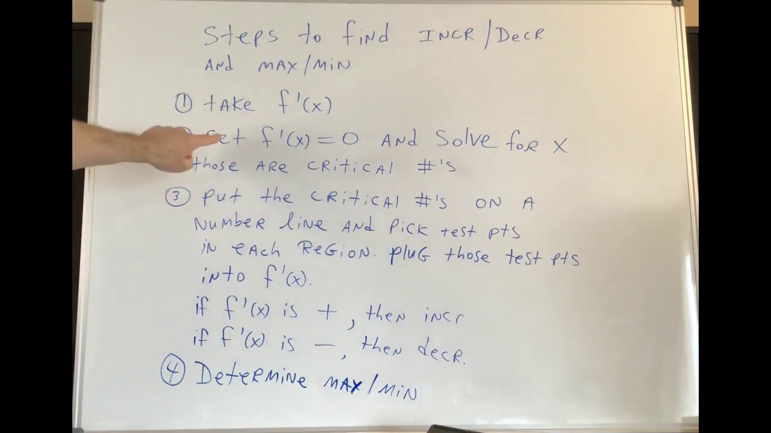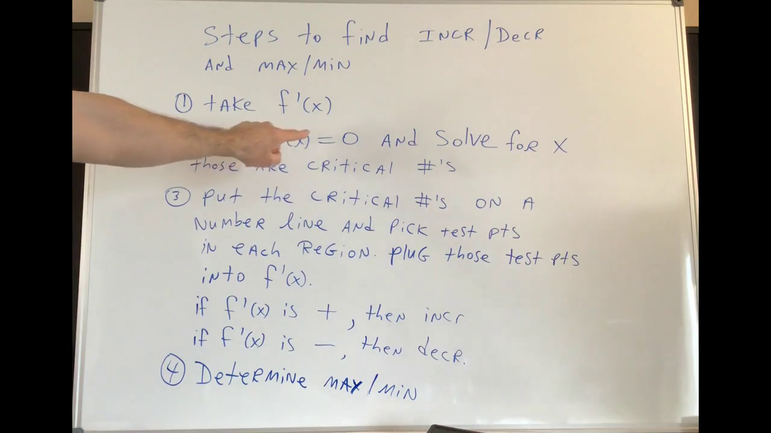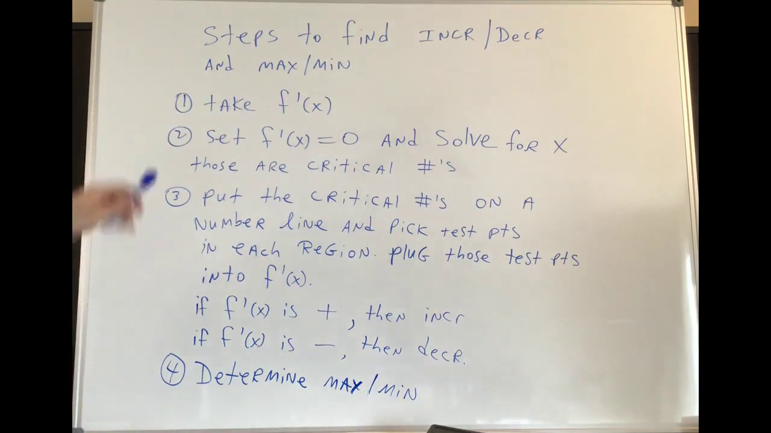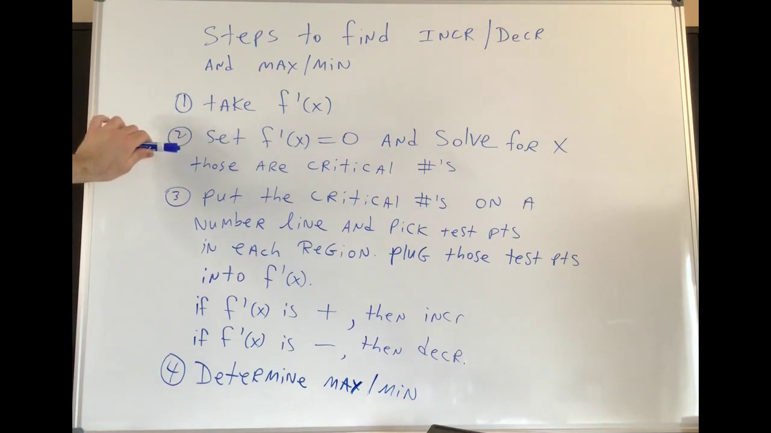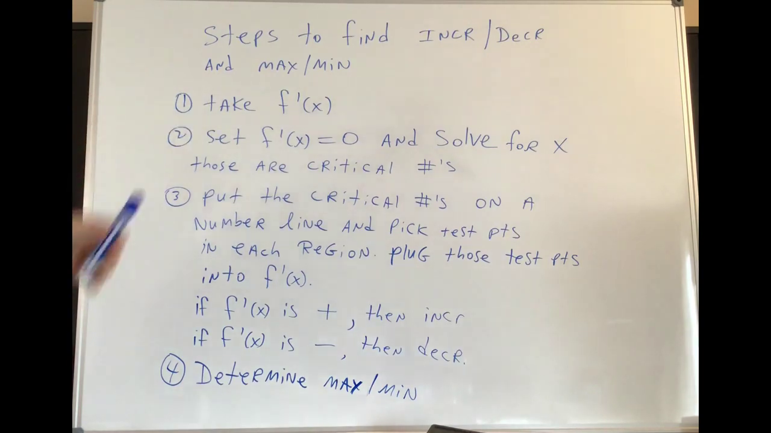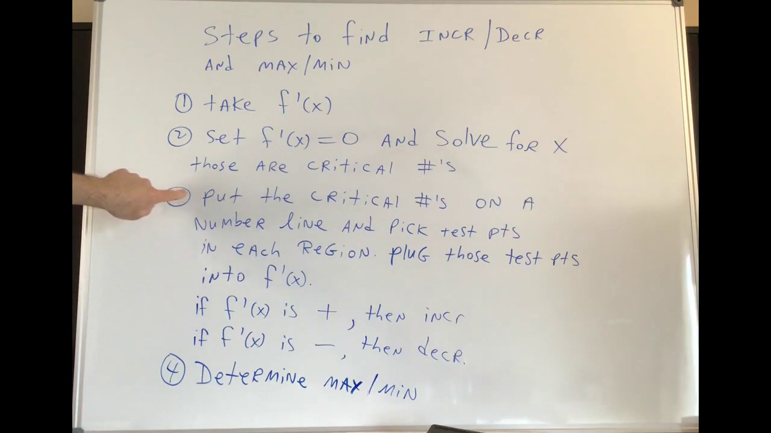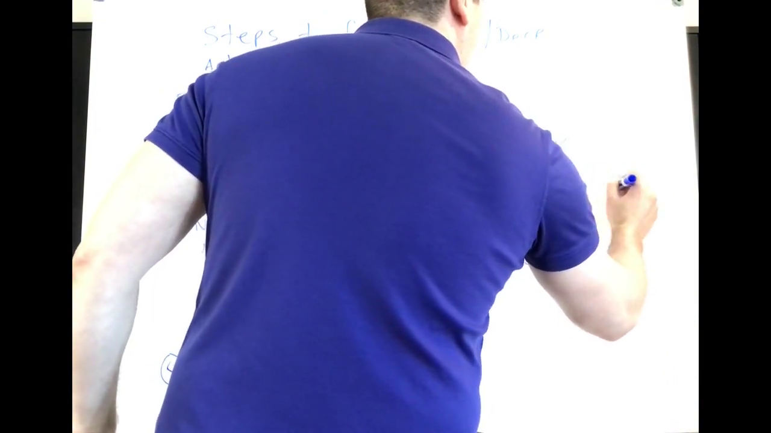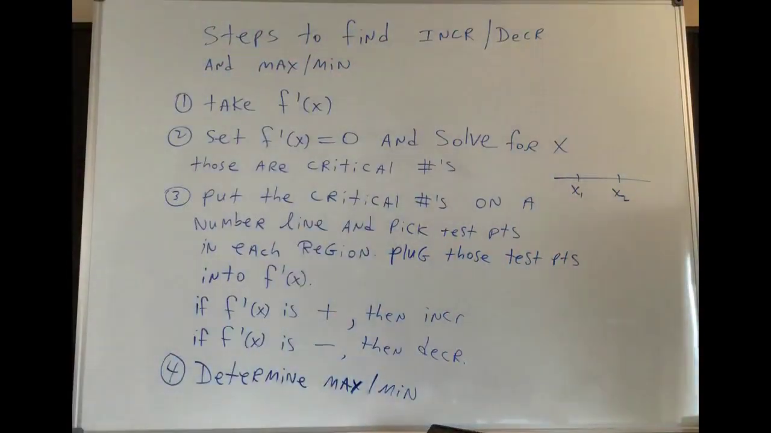Take the derivative right. Now, take the derivative and set it equal to 0 and solve for x. This is almost always going to involve factoring, okay? Not the quadratic formula. You factor, okay? So set the derivative equals 0, solve for x. The numbers you got are critical numbers. Now you're going to do what I did. You're going to take those critical numbers, you're going to put them on a number line, and you're going to pick test points. Now, again, just pretend for fun. Let's say my critical numbers were x1 and x2. You see, there's 3 regions there.